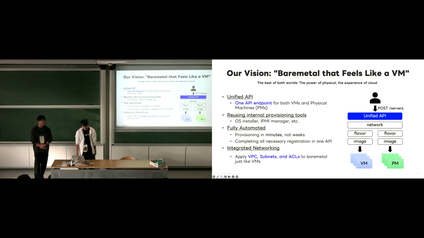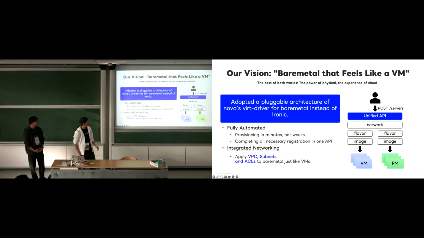And the last one is integrated networking. We also provide Neutron network and subnet features, so of course the Baremetal server can use these network features, same as a VM.